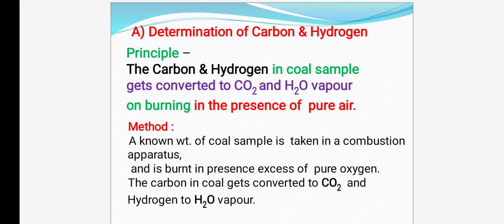Now we will discuss the method of how to determine percentage of carbon and hydrogen. Dear students, every time for carrying out an experiment we take a known weight of a coal sample: 1 gram, 2 gram, 5 gram, whatever it may be, but weight should be known. Then take that known weight coal sample in the combustion apparatus and burn it in presence of oxygen. During burning of coal, the carbon converts into CO2 and hydrogen converts into H2O vapor.